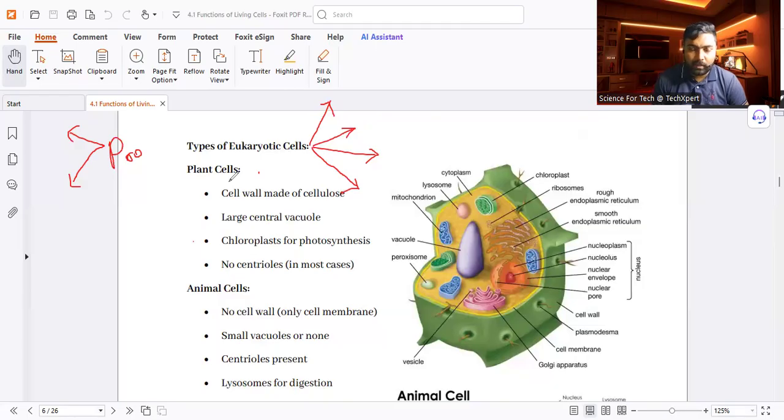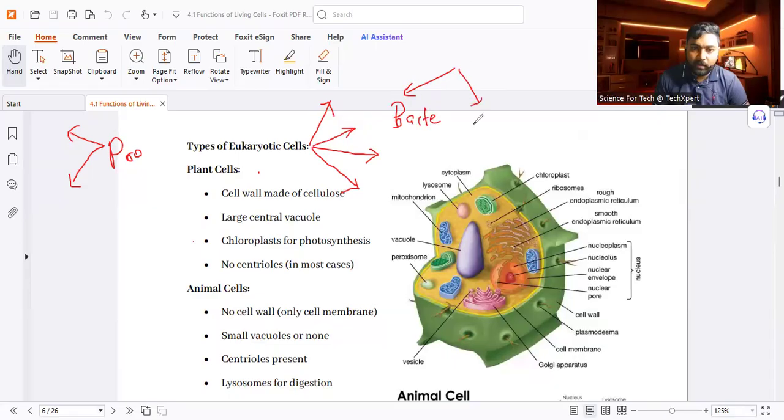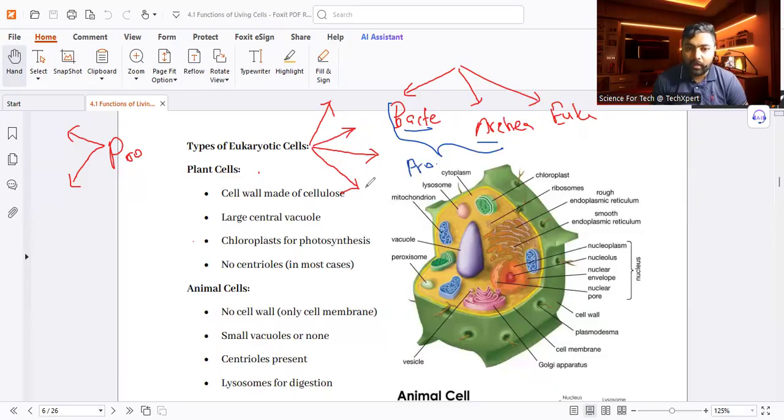Actually, there are three domains. One is bacteria, another is archaea, and the other is eukarya. These are the domains, okay? The bacteria domain and the archaea domain come under prokaryotic cells. So we can see prokaryotic cells in the bacteria and archaea domains.